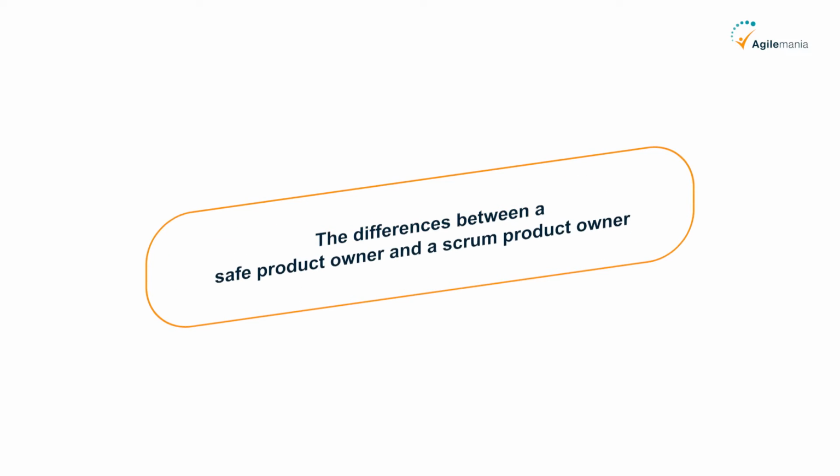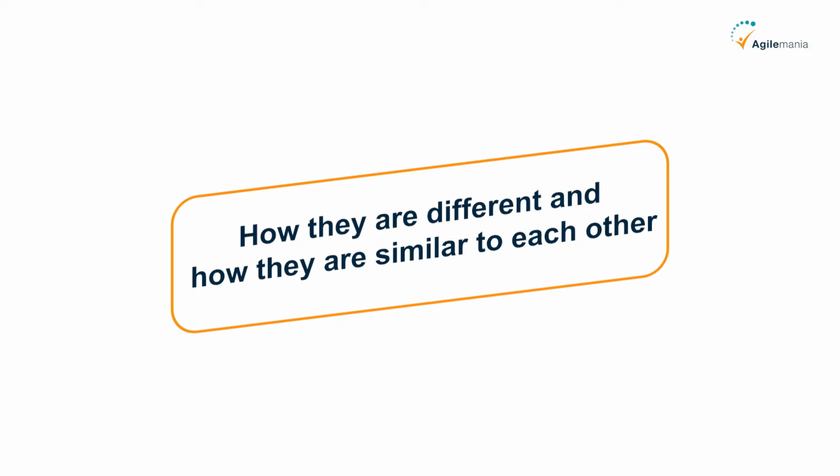In this video, we will explore the differences between a SAFe Product Owner and a Scrum Product Owner, how they are different and how they are similar to each other.